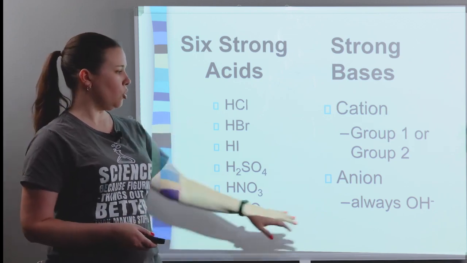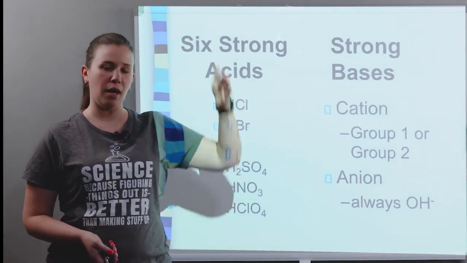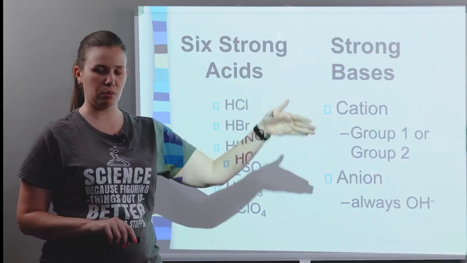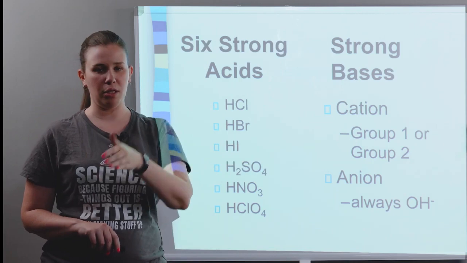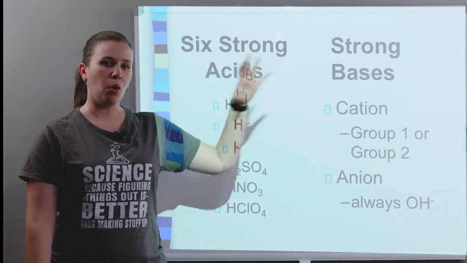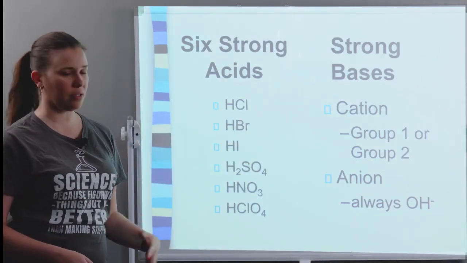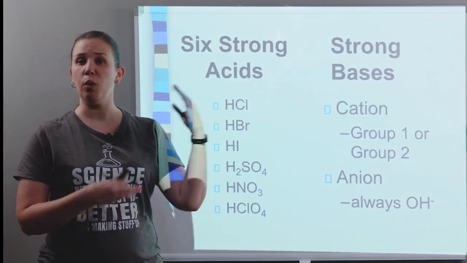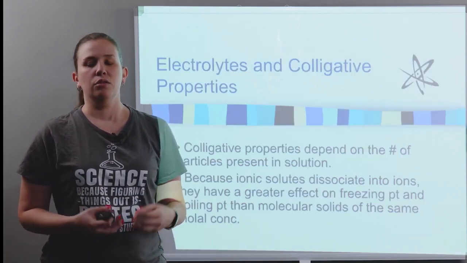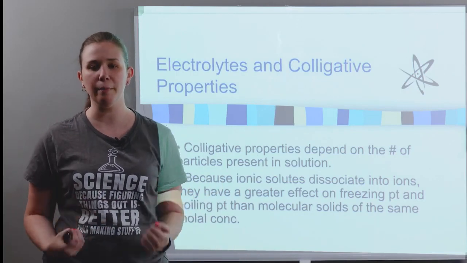Your strong bases will always have hydroxide as the anion, and their cation will come from your alkali metals or your alkaline earth metals. No transition metals, no metalloids, just group 1 and group 2. If you've got sodium hydroxide or magnesium hydroxide, that would be categorized as a strong base. Only those compounds would 100% dissociate. Anything else that doesn't fit into these categories, we would say would be a poor electrolyte, or not as good at conducting electricity. So what does this all have to do with colligative properties? Well, remember, colligative properties depend on the number of particles.